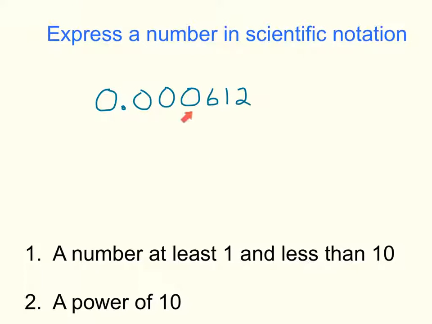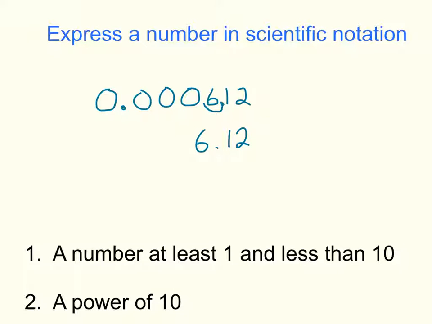So if I have a decimal number like this that I want to write in scientific notation, I'm going to do the same thing, except now I'm going to move the decimal to the left. We still have to start with finding a number at least 1 and less than 10. So if I place this decimal right here between the 6 and the 1, I'm going to get 6.12. That number is at least 1, but it's less than 10. So I'm going to place the decimal right here, and now I'm going to move the decimal to the left.